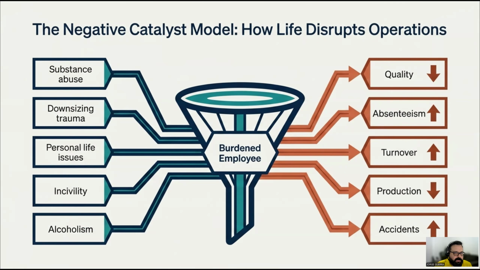Okay. So now let's talk about the negative catalyst model, right? And this is very powerful. It shows how life problems can affect work, right? Some of the causes: substance abuse, stress, personal issues, as we said before. These are the causes, right? How is this going to affect work? Well, the quality or the performance of the employee is going to be lower. Absenteeism, they're going to be absent. There's going to be turnover. This employee might quit or might cause accidents.